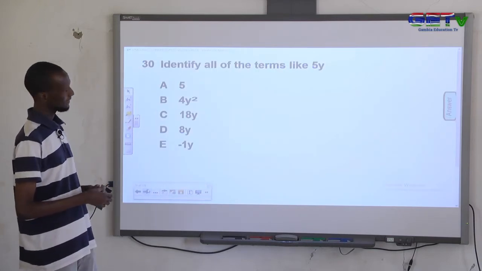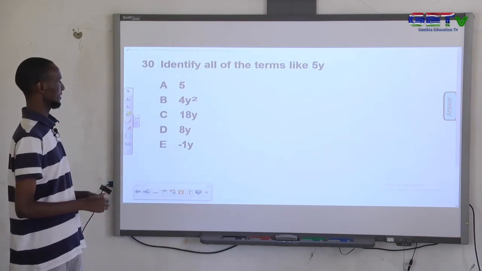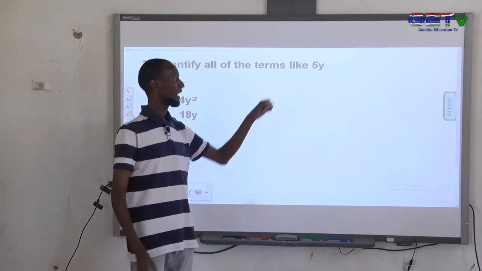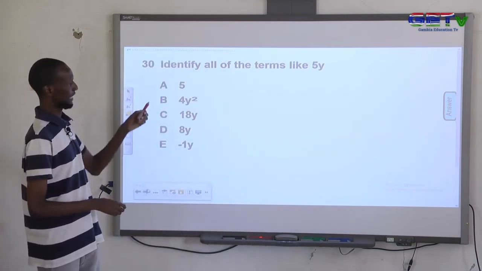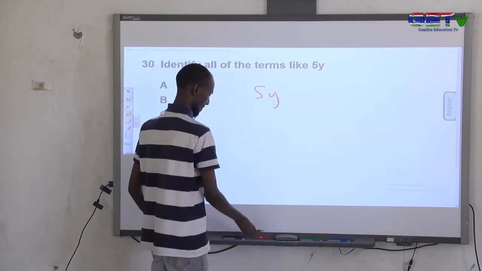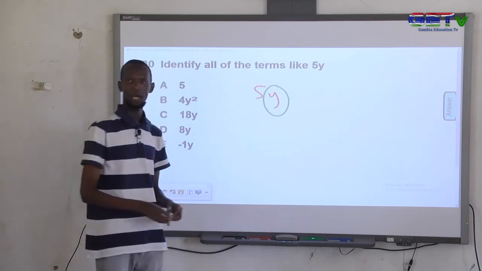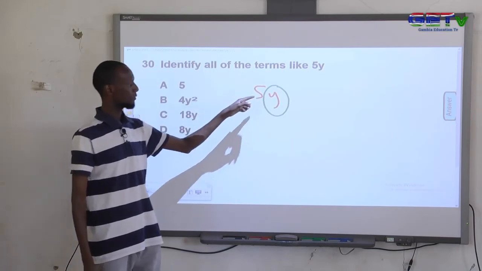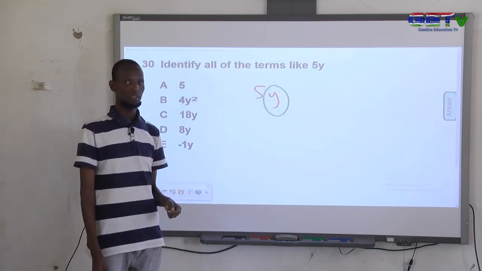Right. Let's see if we can use that explanation and try to answer this. It says, identify all of the terms that are like 5y. Now, if you want to get the answer easily, just look at the term 5y and focus on the variable. The variable there is y. So anyone with the same variable, and by the way, the power to that variable is also 1. So any term here with the same variable y raised to the power 1 will be like 5y.